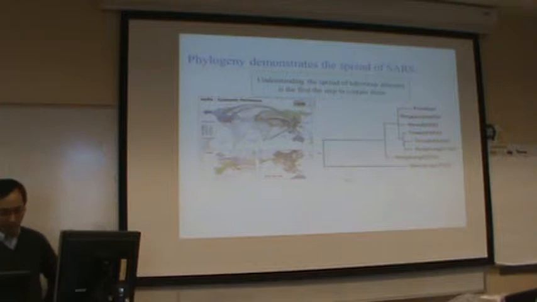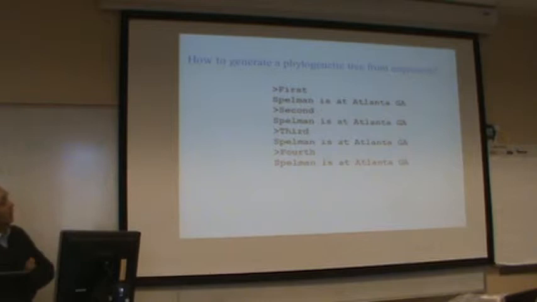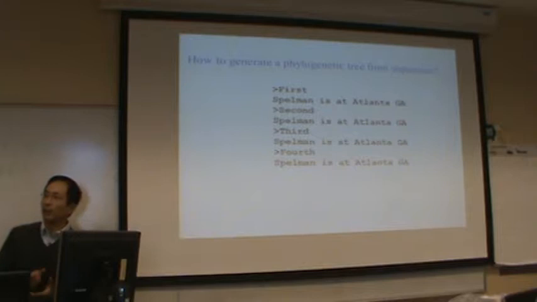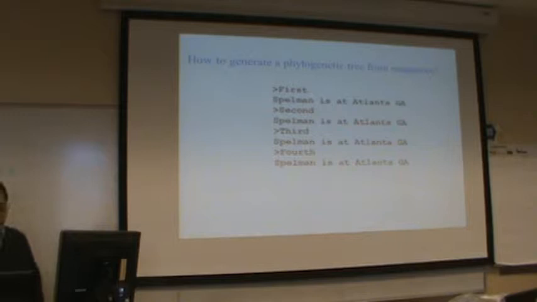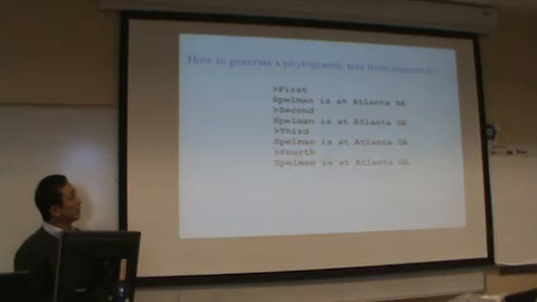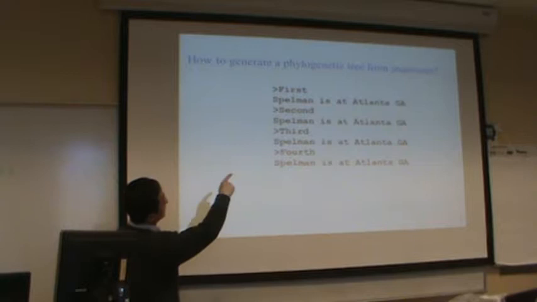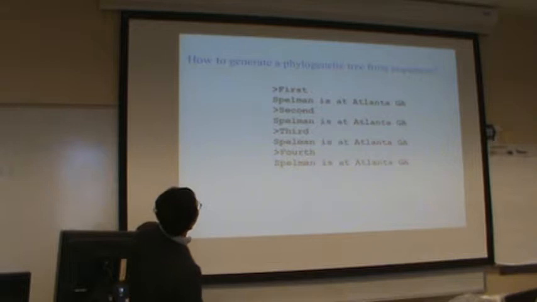Okay, so here's a simple example. How do we build a phylogenetic tree? So here are four sequences. Spelman is at Atlanta, Georgia. That's the original sequence. The second sequence is Spelman is at Atlanta, Georgia. Right now there are four sequences, and they are exactly the same.